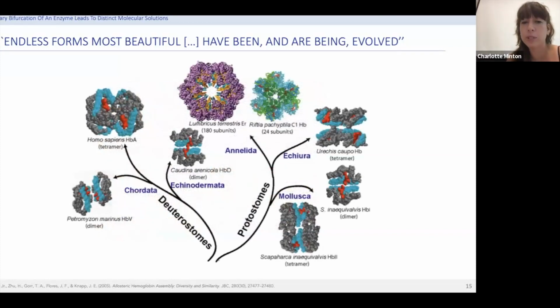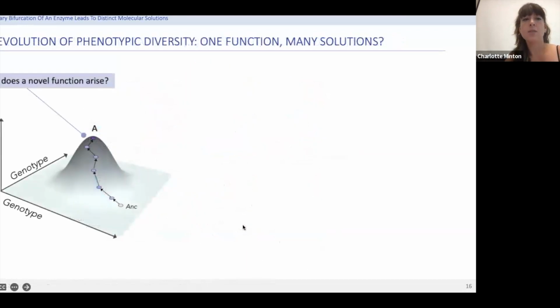This also exists in proteins, also less documented. But if we go back to the hemoglobin here, you can see that in various organisms, there are many shapes and forms for hemoglobin to carry the same function, which is binding oxygen. But you can have anything from a tetramer in human to 180 subunits in the earthworm. So how is this phenotypic diversity arising? And how can we look at this back in our fitness landscape? So imagine a trajectory from an ancestor sequence evolving step by step with different mutations all the way to a fitness peak A. The fitness is represented here, and then the genotype is in this frame.